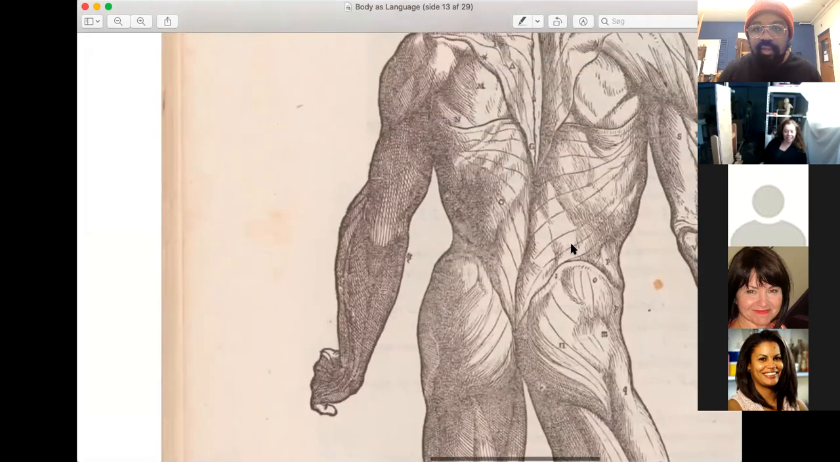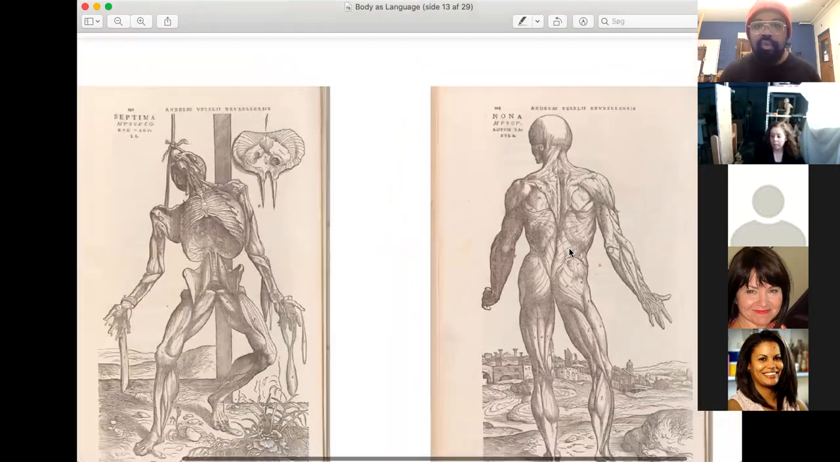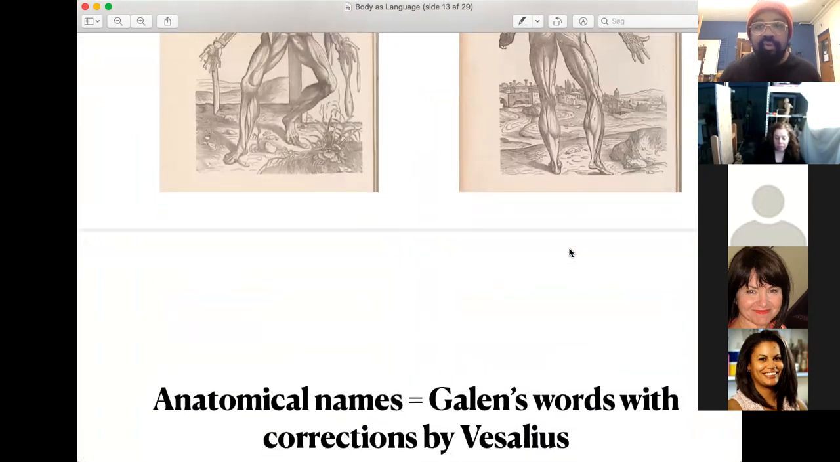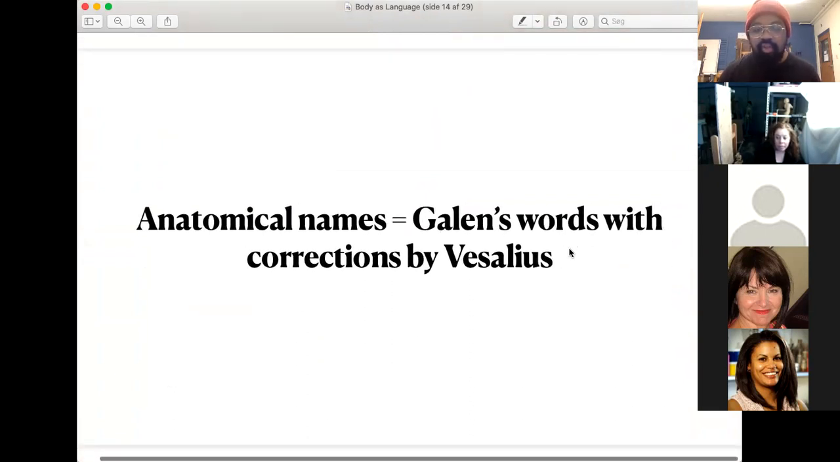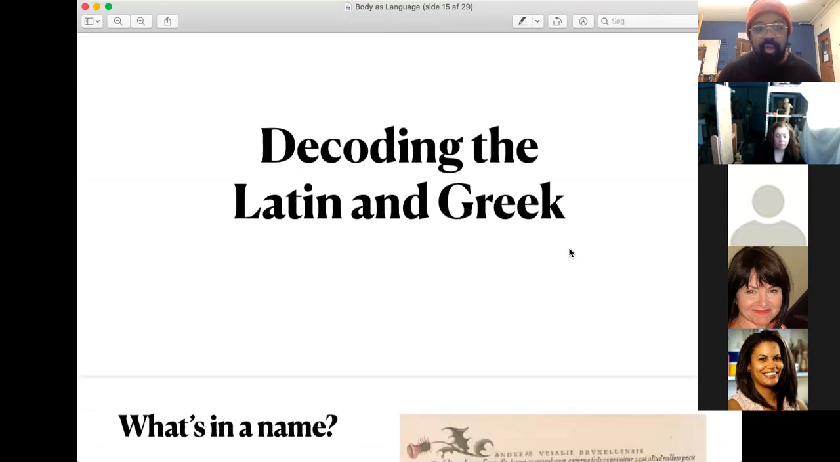And I was really interested in this because the book that I have by Galen does not have any illustrations. It's just all words. So I was really curious to see how these muscles and bones were labeled. And they're more or less the same today. So the anatomical terminology that we use today is just Galen's words and corrections by Andreas Vesalius. And besides the sprinkling of Arabic words here and there, it's all in Greek and Latin. And just from those names, we can learn a lot though. And I was curious about that.